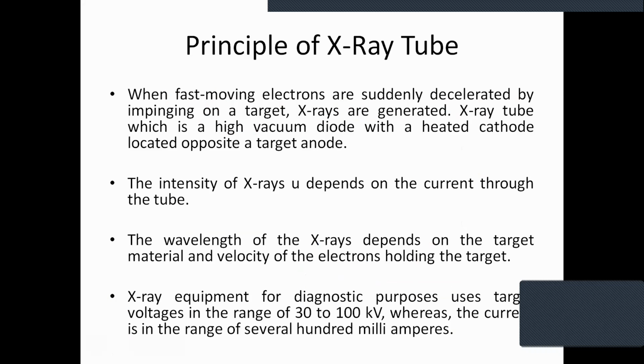This is the basic principle of the X-ray tube. Fast moving electrons are suddenly decelerated by impinging on the target. X-rays are generated, and the intensity of the X-rays depends on the current through the tube, and the wavelength depends upon the target material and the velocity of the electrons hitting the target. So this X-ray equipment has the concerned milliamperes.